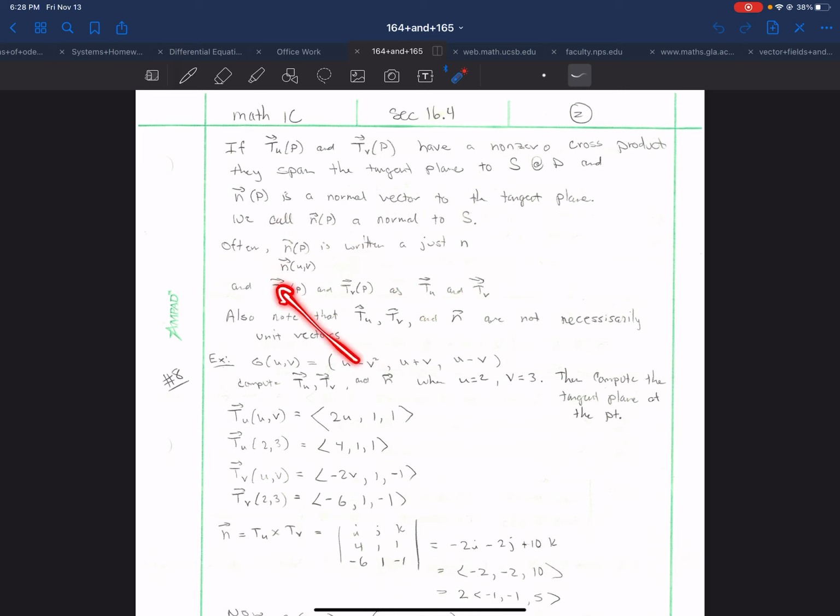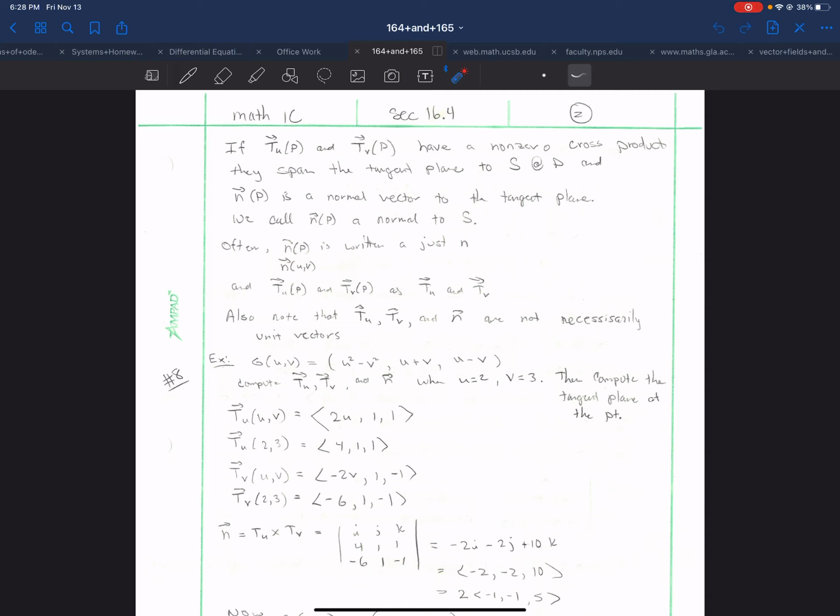But two vectors with a non-zero cross product will have a perpendicular normal, and therefore those two vectors will span a plane. And that n is called the normal to that plane. So in this, it's just some jargon with notation. N of p is actually n of uv. That's as a vector function.